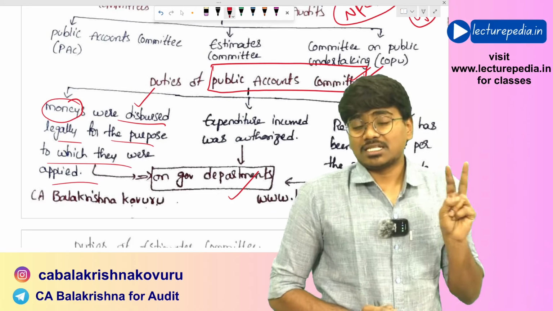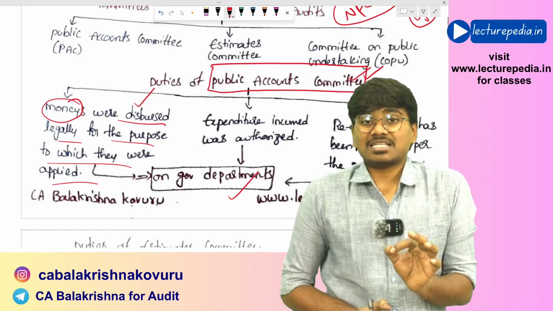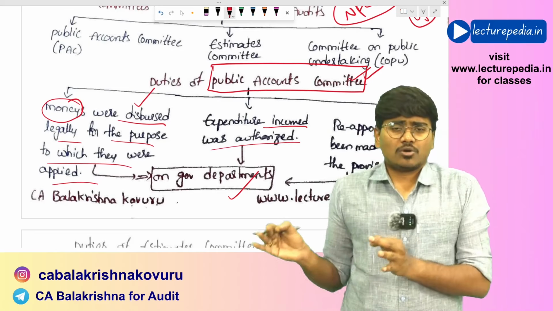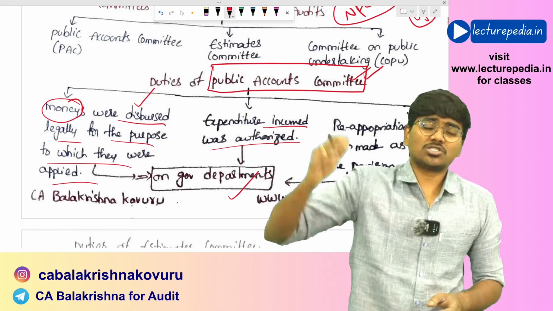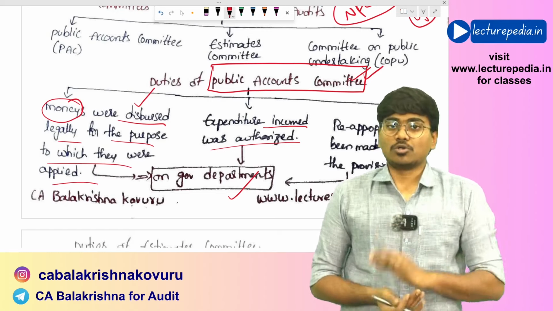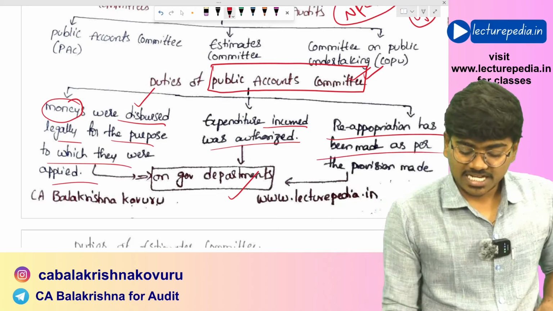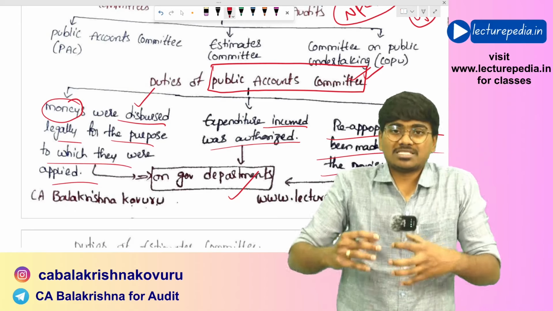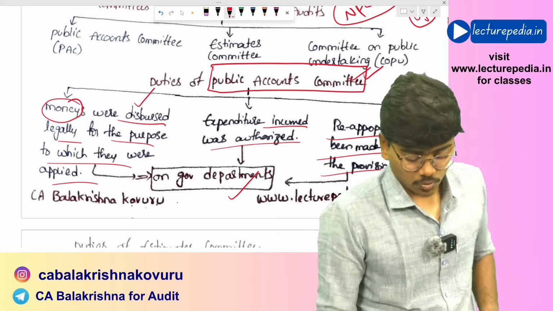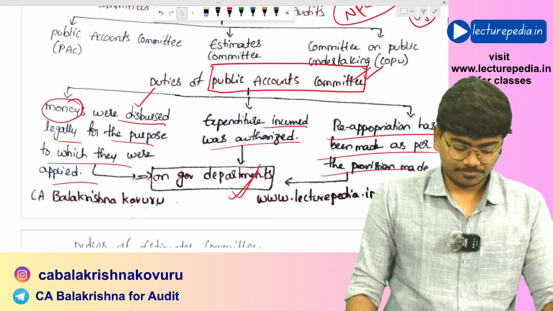Next, the second duty of this Public Accounts Committee is to check whether expenditure has actually been authorized or not. Expenditure incurred should be authorized. The government officials cannot just spend however much amount they want. There should be proper authorization for spending the amount. Next, reapportionment has been made as per the provision made. Reapportionment means allocation has been done as per the budget or as per the provision or not. These three aspects with respect to government departments will be verified by the Public Accounts Committee.